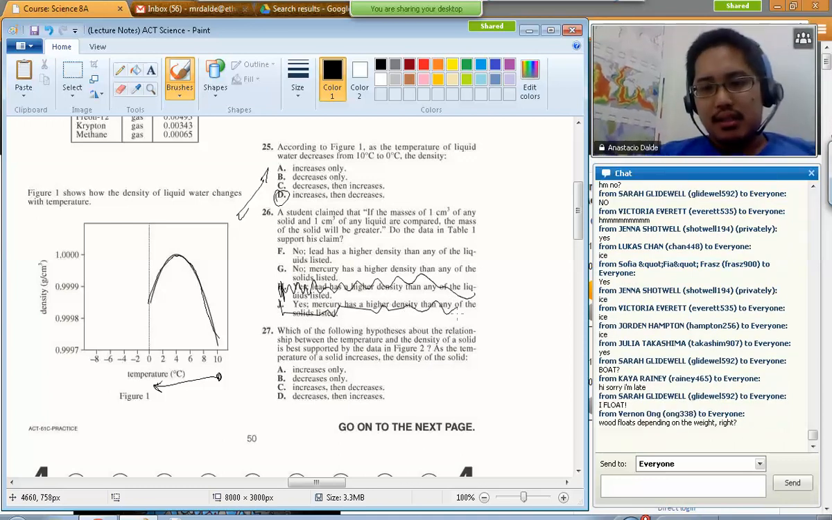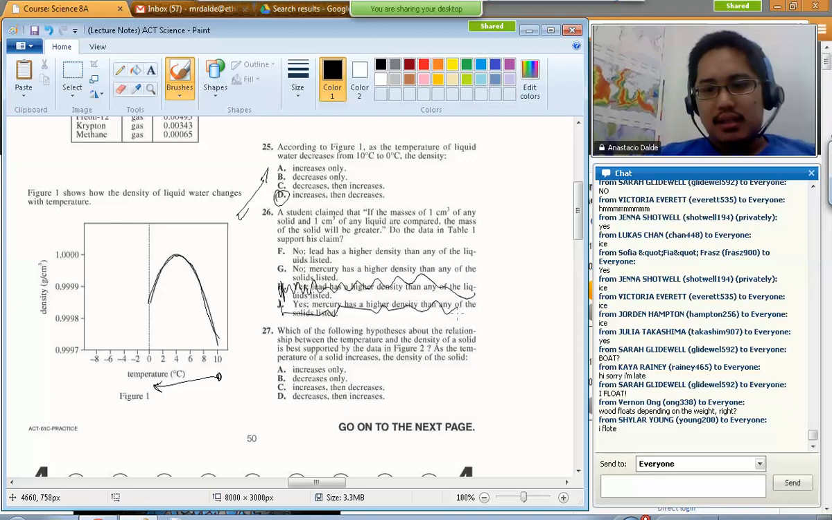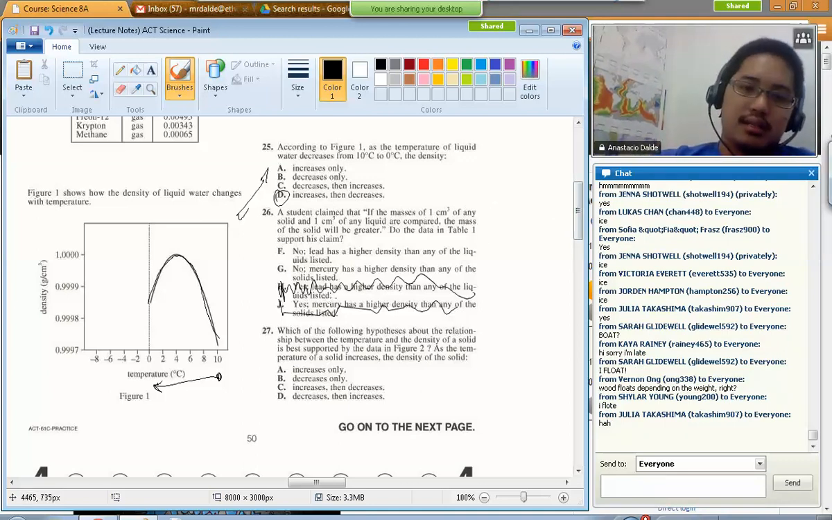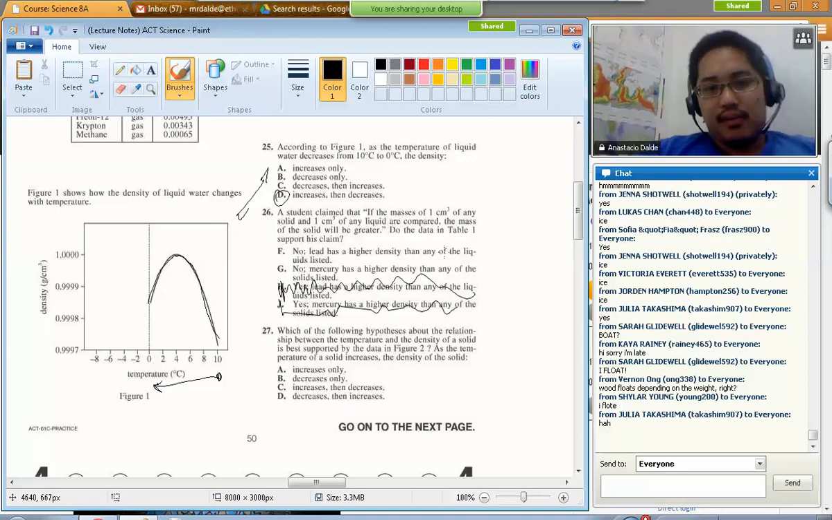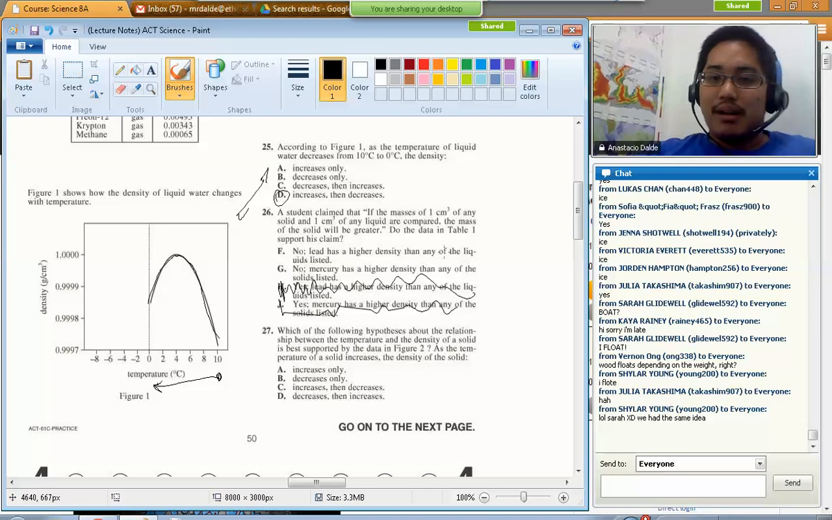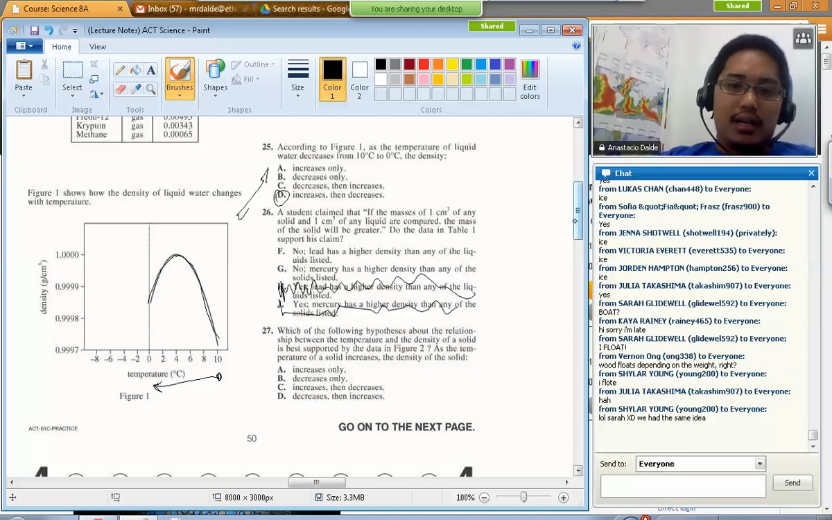Wood floats. Foam floats. So these two yes statements are wrong right off the bat. We didn't even look at the data. We just said the student says that any solid is going to weigh more than any liquid if you have the same amount of stuff. That's not true. Alright, anyway, let's look at the table.